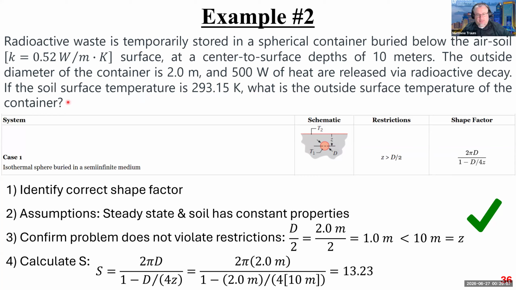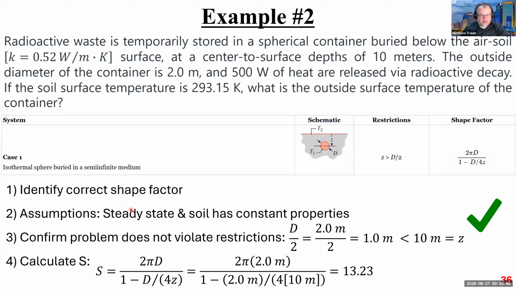Okay, this is a shape factor problem, right? So I described this geometry where we basically have a buried sphere in soil, and so that should tip you off to go to the shape factor table and try to find buried spheres in semi-infinite solids. And lo and behold, this is case number 1, which we've already talked about, right? Isothermal sphere buried in semi-infinite solid. And so all I need to do now is check the restriction and then use this shape factor to figure out the heat flux, right? So step 1 was identify the correct shape factor. We did that. Number 2 is to consider my assumptions.